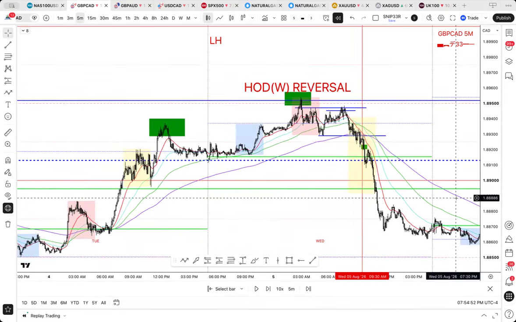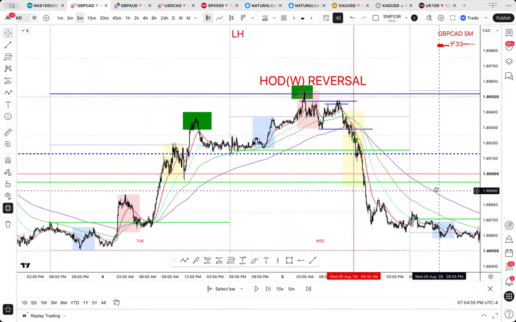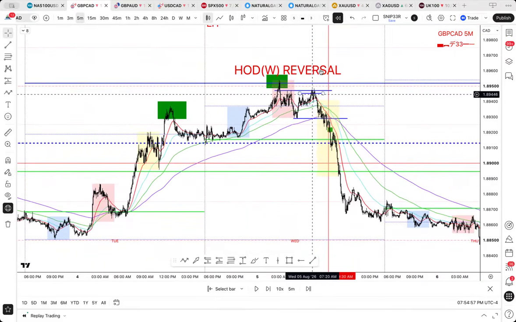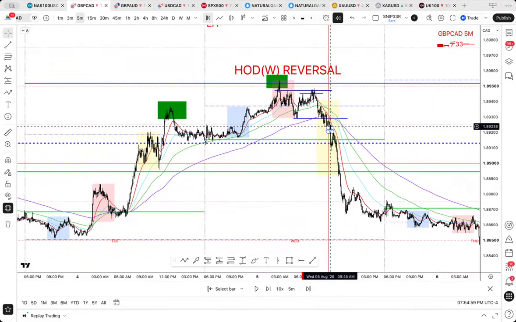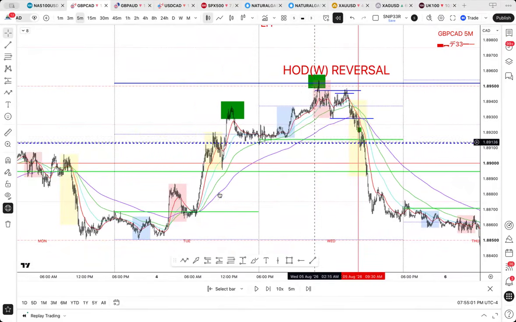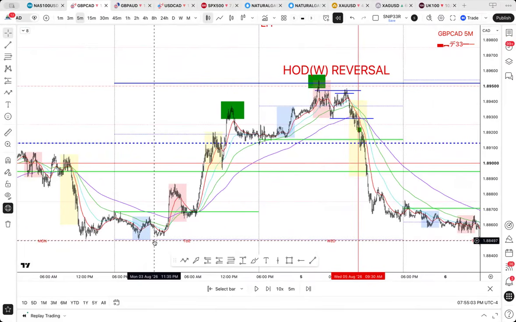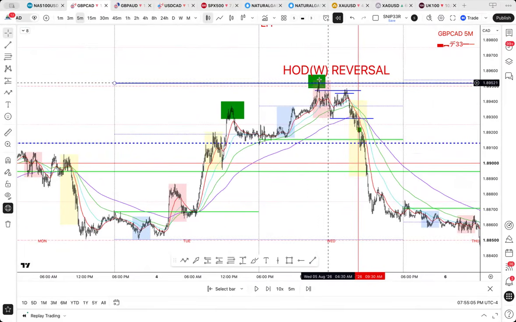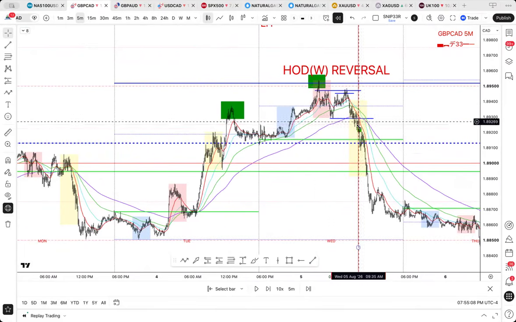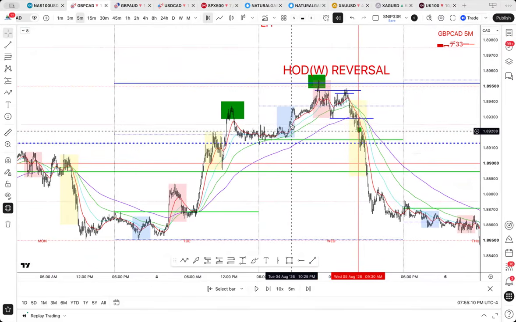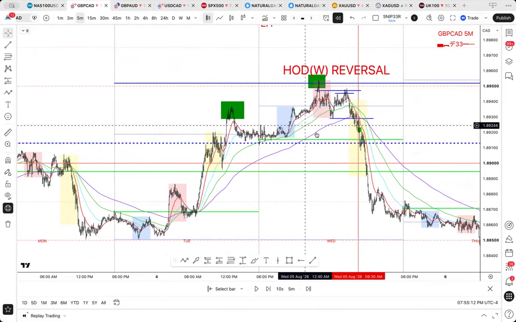Now, if I zoom out, of course, the entry was on the inside after the P formation high was put in place. But as you can see here, the low of the week is way down here. The high of the week is way up here, even though the entry is here below the 20, 50, 100, and 200 EMA.